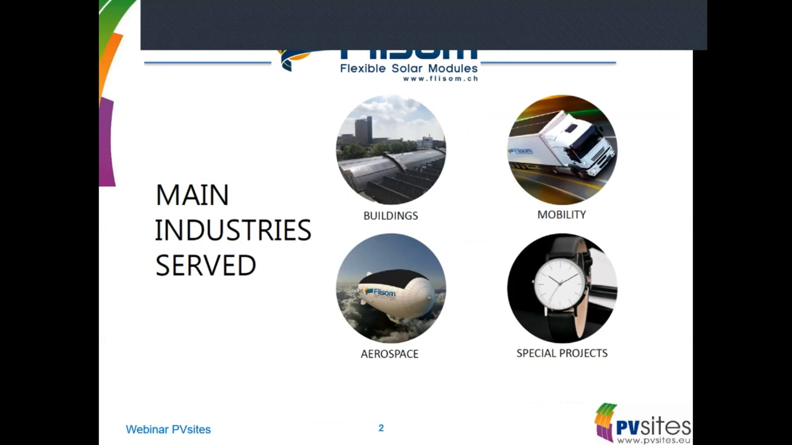So Pleason was founded in 2005 based on flexible solar technology. And we are offering products for buildings, for mobility, cars, trucks, and also trains, for aerospace due to the extremely light weight that we can offer, and also for special projects where we can integrate our solar film in ways that are not possible with crystalline technologies.